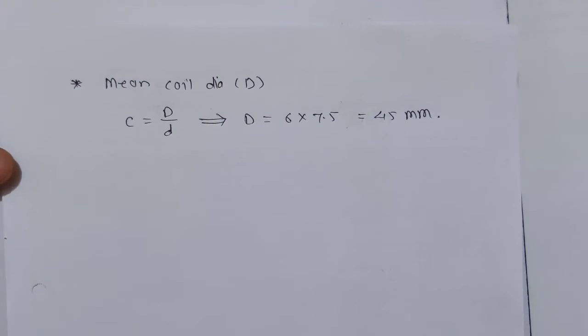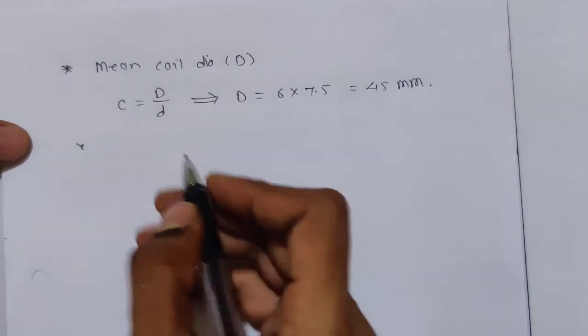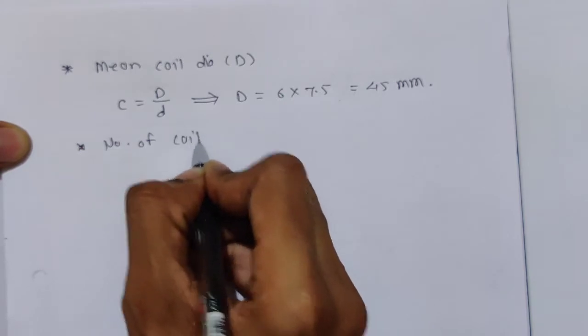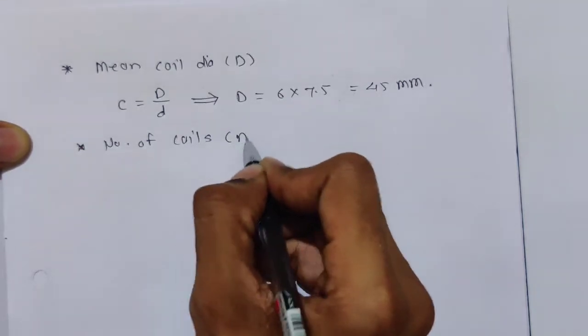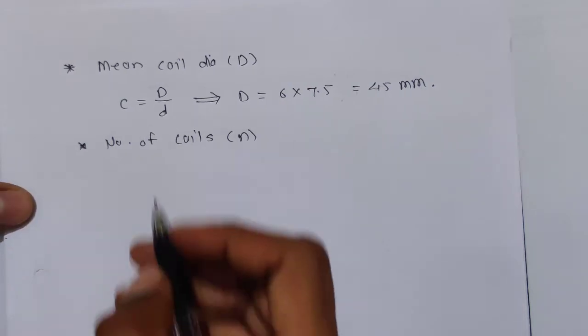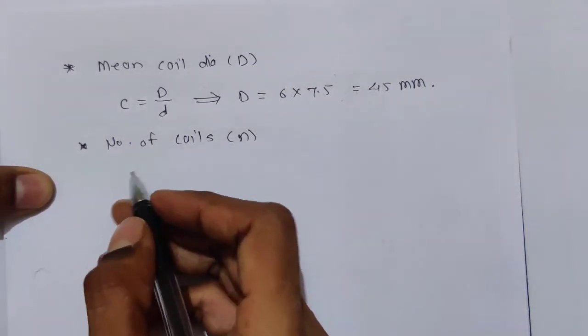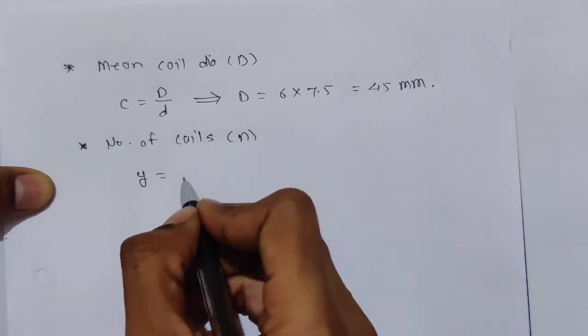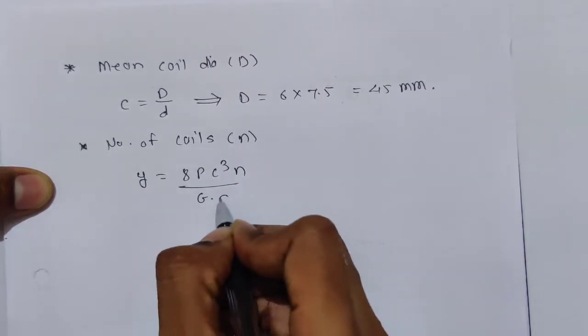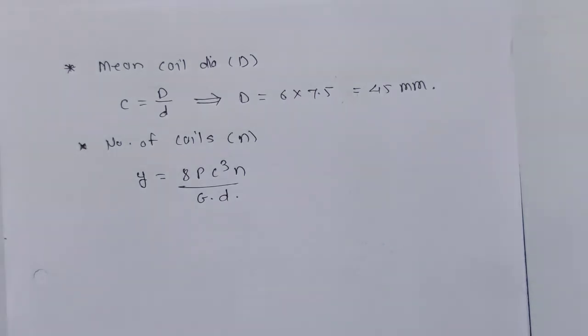Right, then we know the number of coils formula. Okay, find the number of coils. This is the same as the static approach. Now we do not have the spring stiffness, but we have the maximum deflection y. We know the formula of y. Y is equal to 8 P C cube n upon G into d. It is given in PSG 7.100.